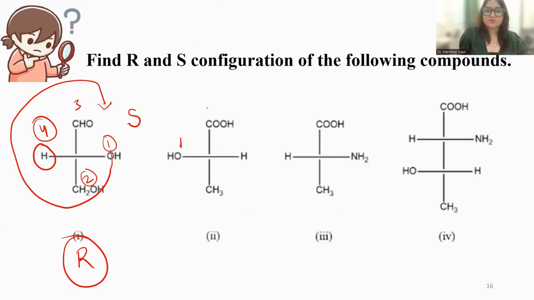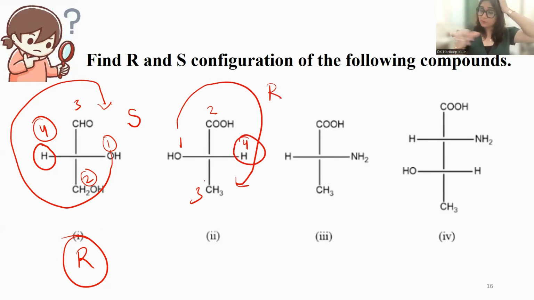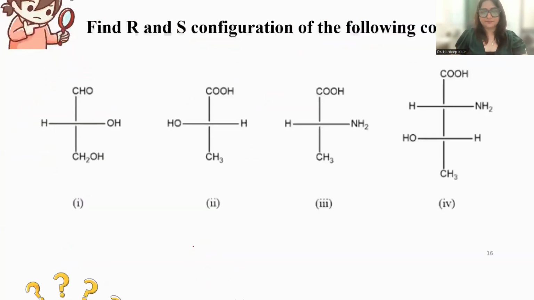So similarly, we can go for this also. 1, 2, 3, 4. It should be 1, 2, 3. Here it is R, but the lowest priority group is not at the bottom, so it should be S. Now you can check the answer.